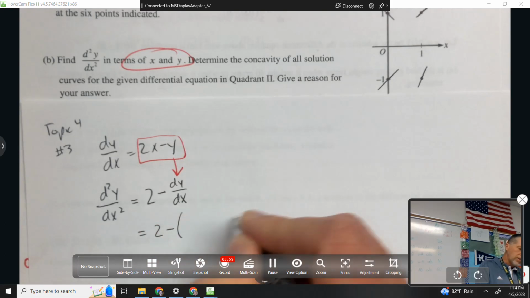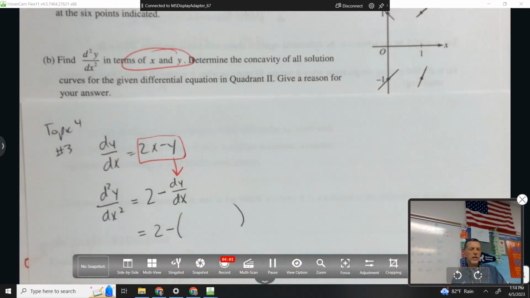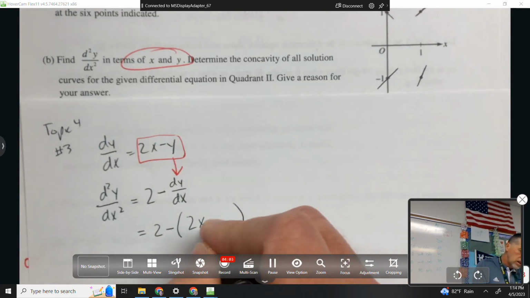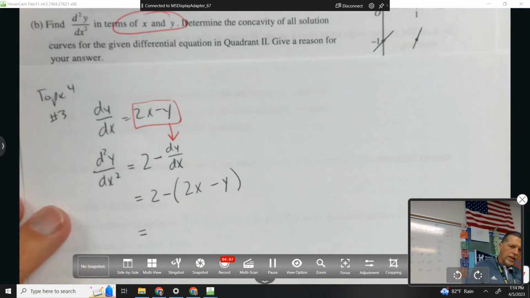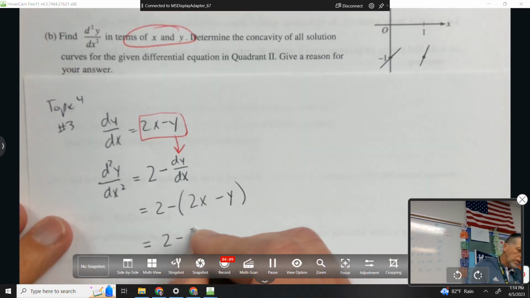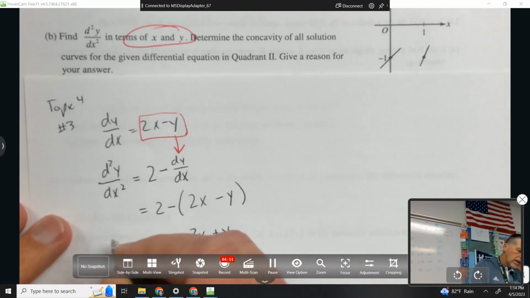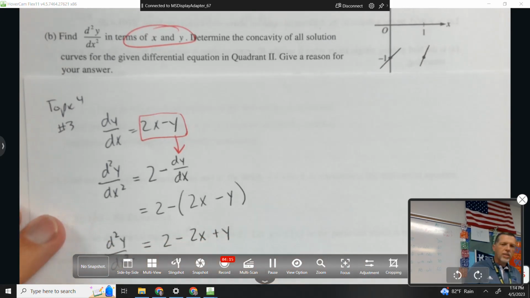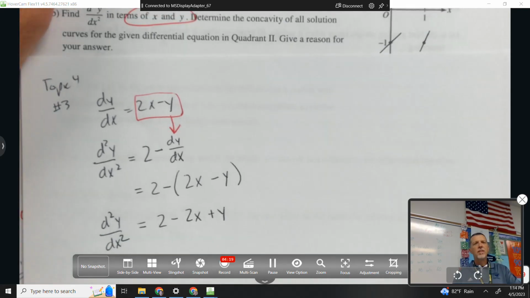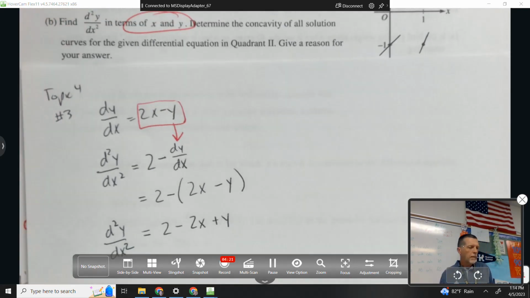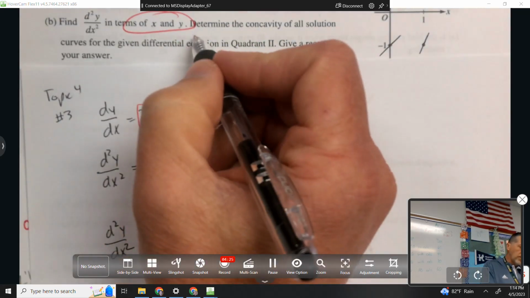Careful with that minus sign. Make sure it goes to everybody. You could leave it like that. I'm going to go ahead and distribute: 2 minus 2x plus y. Particular solutions. I think this was a question on one of our tests. Yeah, this looks familiar. Find the second derivative in terms of x and y.